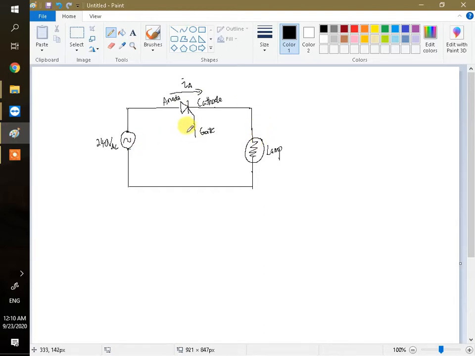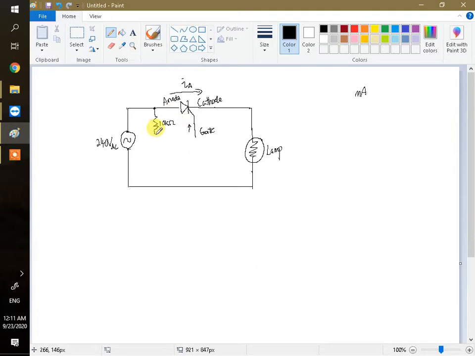So we need to send some kind of pulse to this gate here. What we need is something like a milliampere. It's a really small current that is required to turn on the transistor. So first we use one fixed resistor, to play safe. Let's say this one is 10K. 10K can reduce the 200 volt into something like a milliampere.